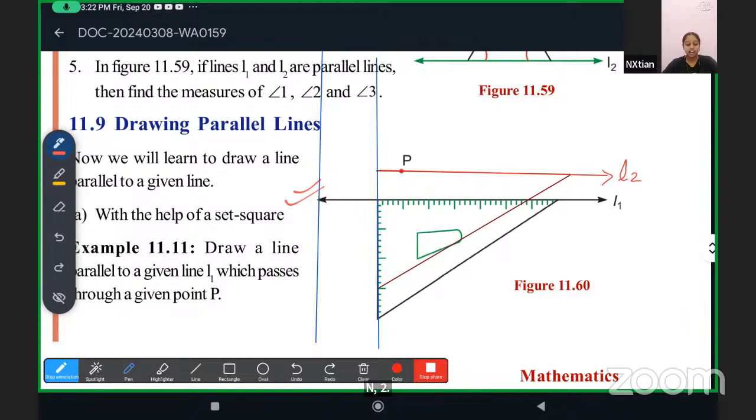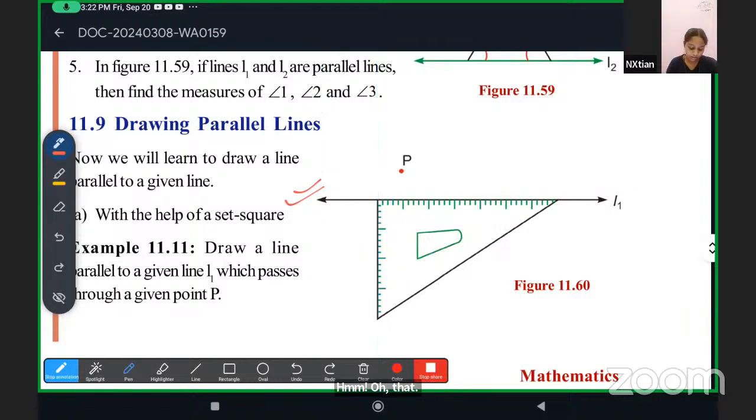This is basically drawing a parallel line using a set square. We also have drawing a parallel line using a compass. That also we are having, so we will take a look at that too. Done. Now join the line L. You'll get a line L2. Got it? Okay, done. So this is how you do it.